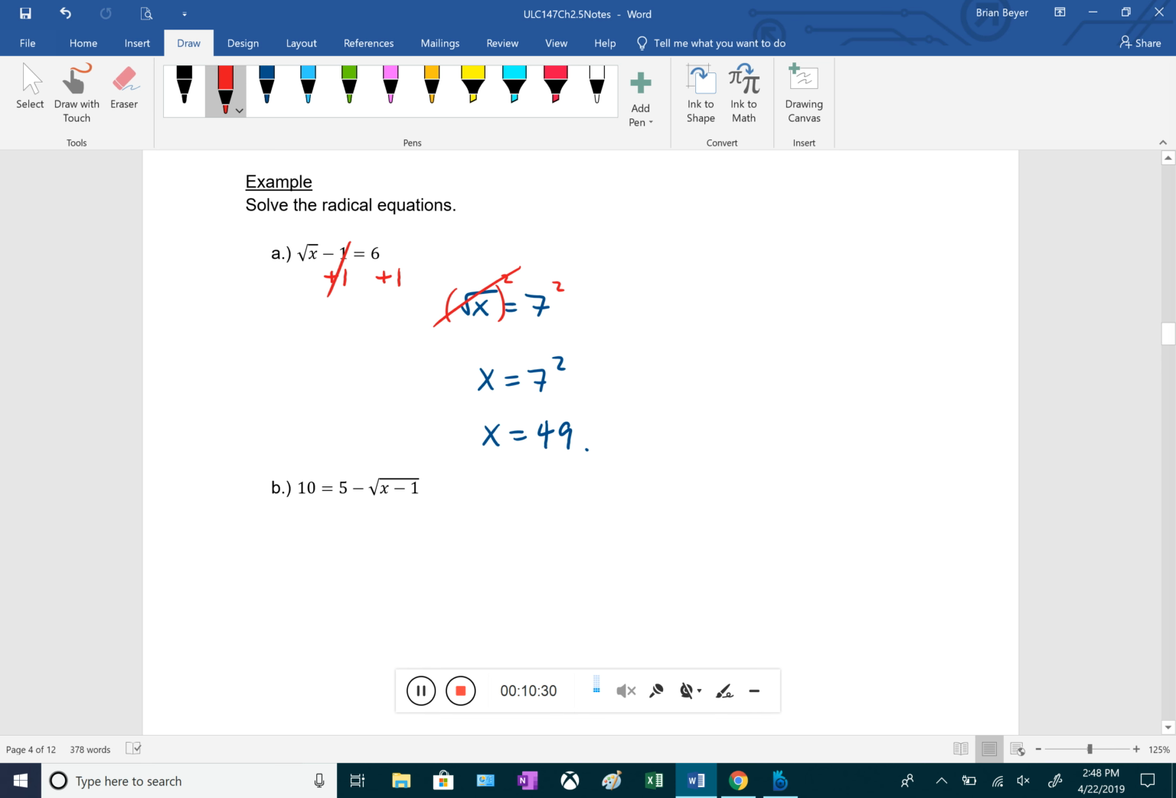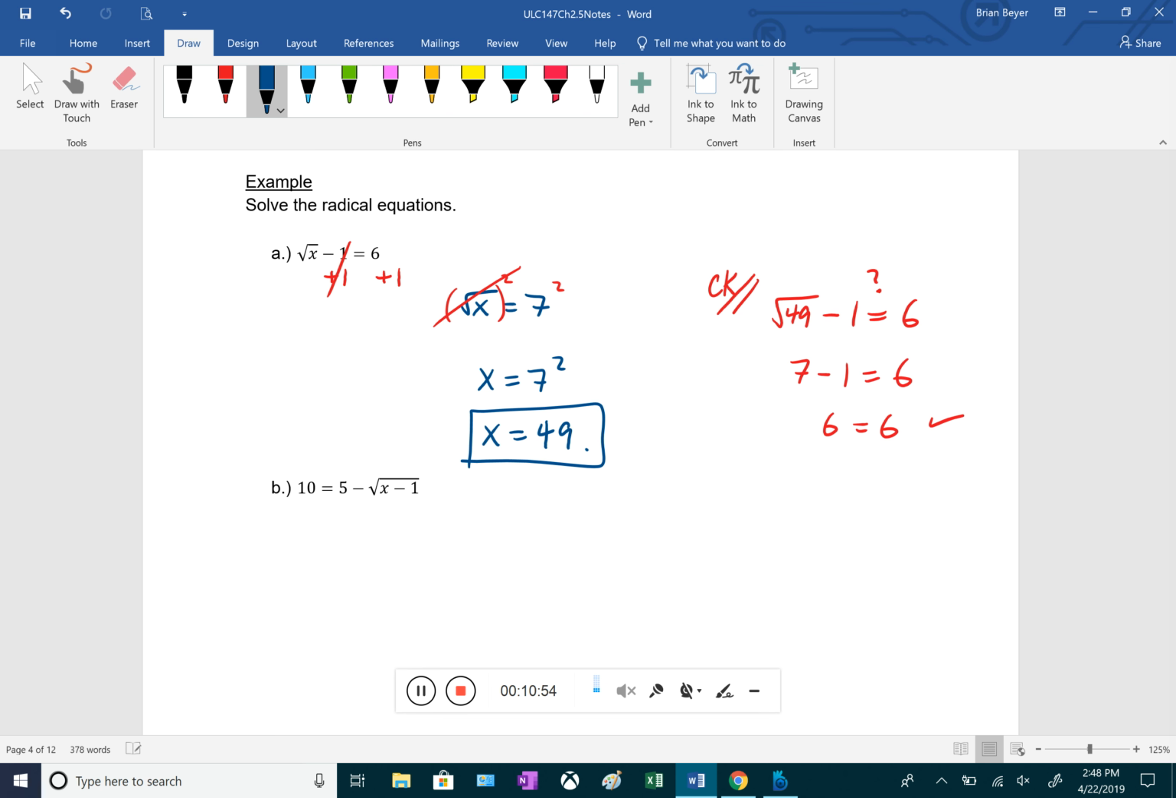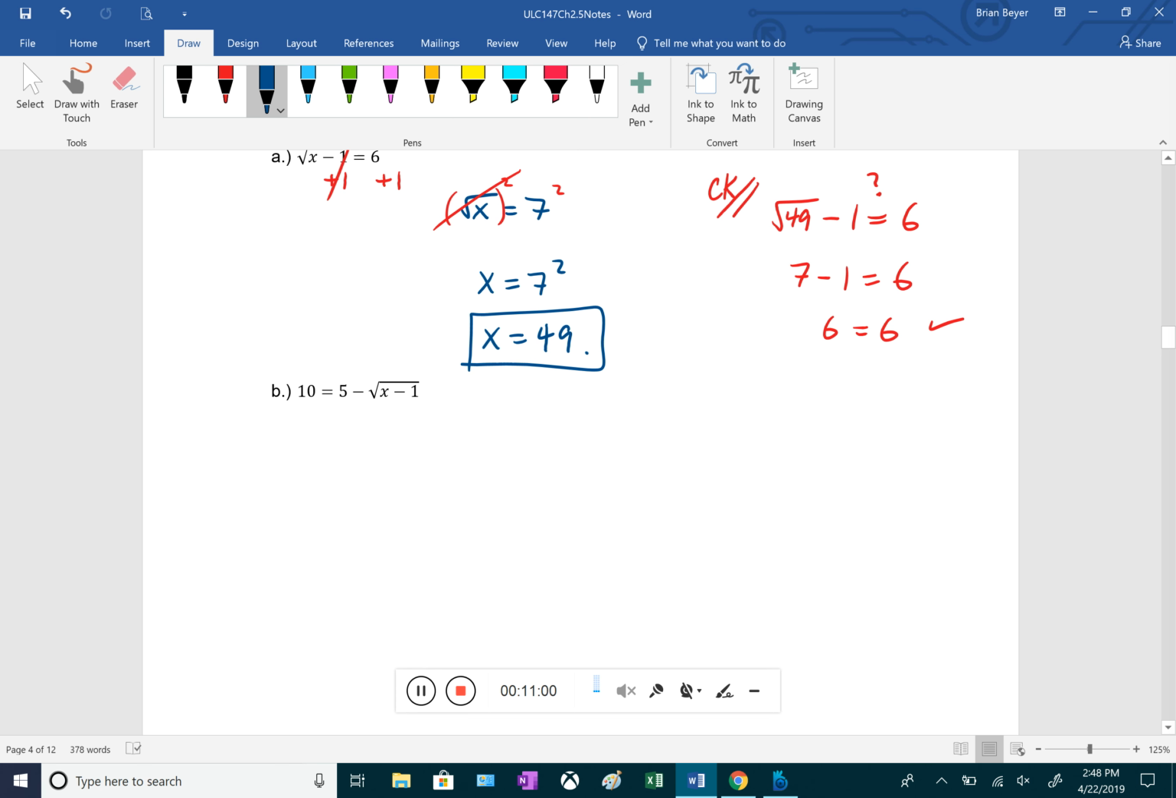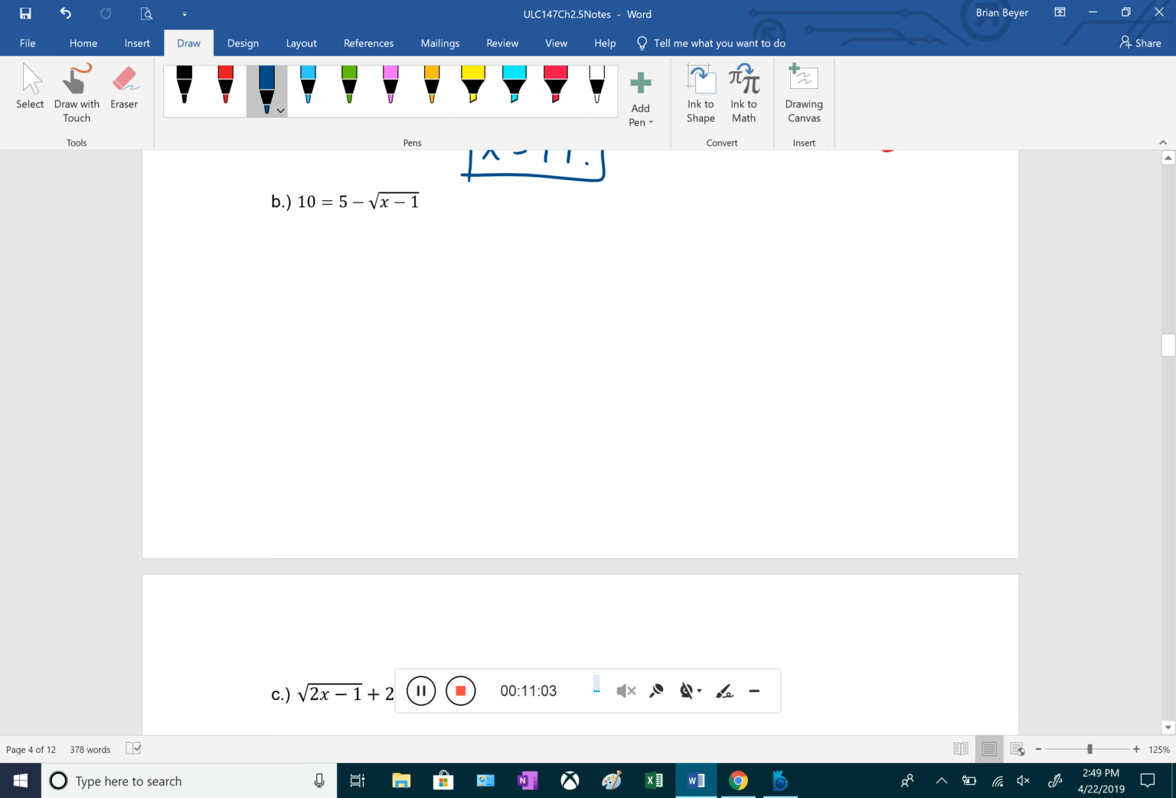Okay, so to check this, just to make sure that it's correct, we have the square root of x minus 1. So I'm going to plug in 49 into x. And I'll put a little question mark because we're seeing if it's true. So square root of 49 is 7. 7 minus 1 equals 6. So this one is true. This one does check out. So that is our solution. If it didn't work, then we would have to omit that answer. Okay, so next one, 10 equals 5 minus radical x minus 1. Okay, so this time let's just get the 5 on the left.